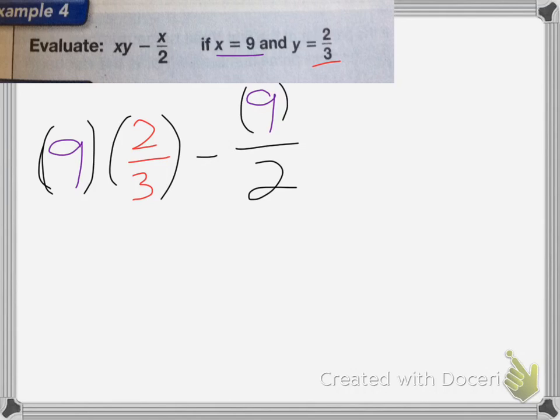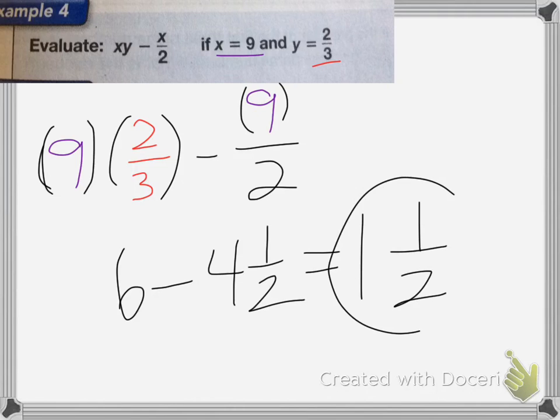So I have 9 times 2/3 minus 9 divided by 2. So I'm going to do multiplication first, multiplication and division first. So 9 times 2/3 is equal to 18/3, which is equal to 6. So it's going to be 6 minus 9 divided by 2 is 4 1/2. So I'm going to subtract 6 minus 4 1/2, which is equal to 1 1/2.